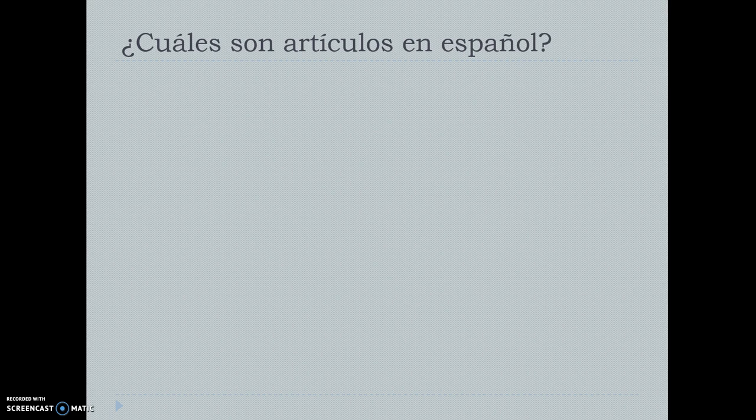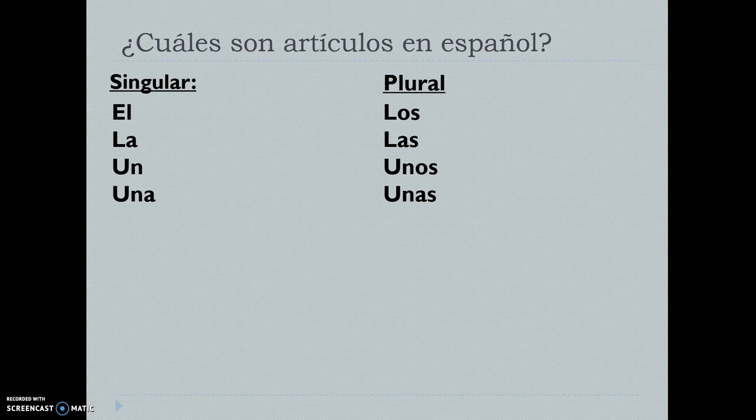¿Cuáles son los artículos en español? Let's think back to when we talked about our articles in Spanish. El, la, un and una. Remember how we talked that el and la mean the, un and una mean a. The plurals of these are los, las, unos, and unas. When we make a noun plural in Spanish, we also have to make the article plural.